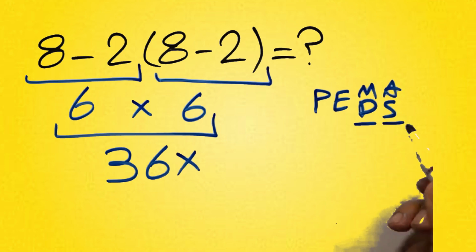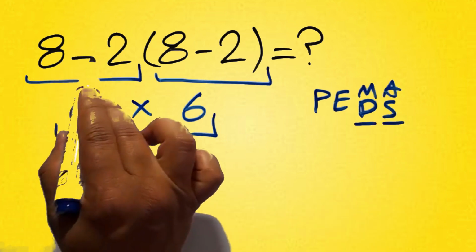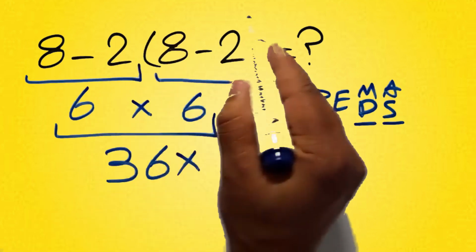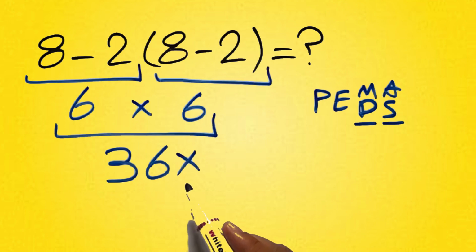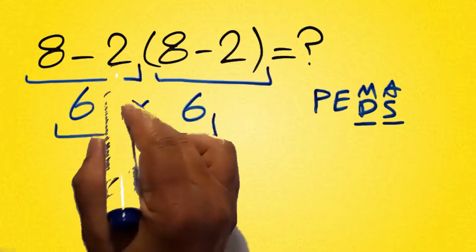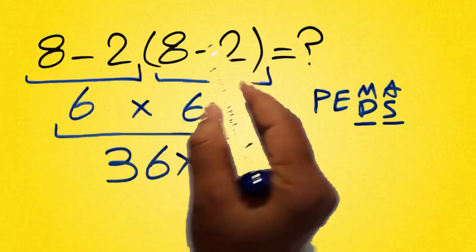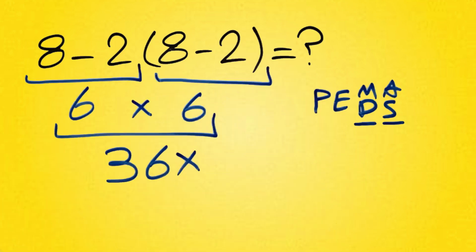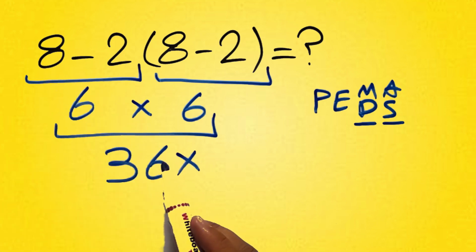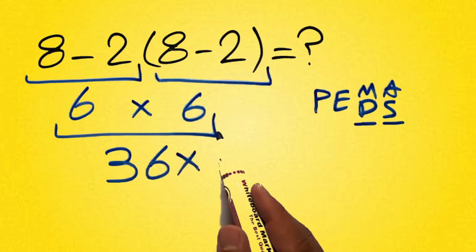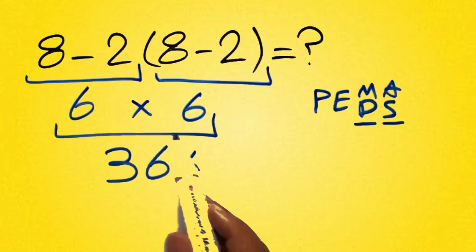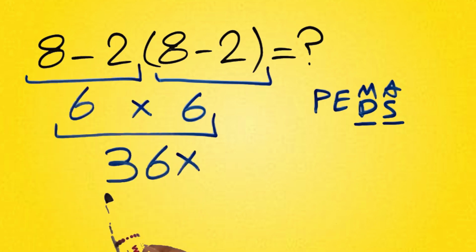Here, we have 1 subtraction, 1 multiplication, and these parentheses. In PEMDAS, parentheses have higher priority than other operations. So first we have to do these parentheses, not this subtraction. Okay? And after these parentheses, we have to do this multiplication, and finally we have to do this subtraction.